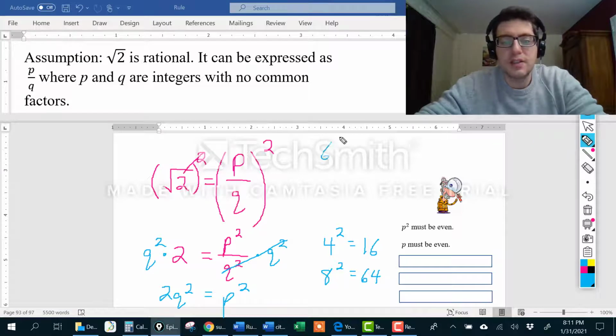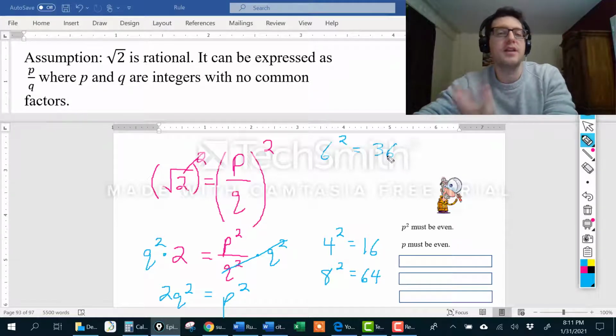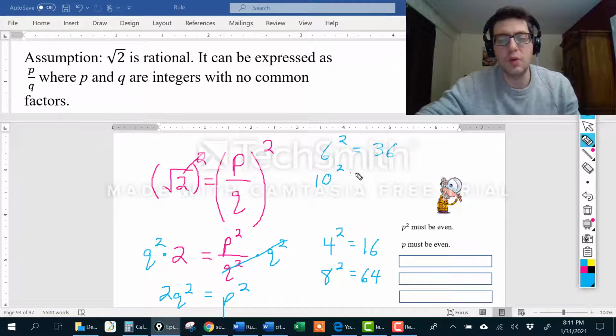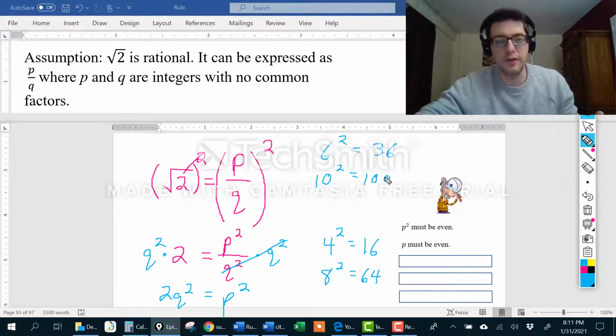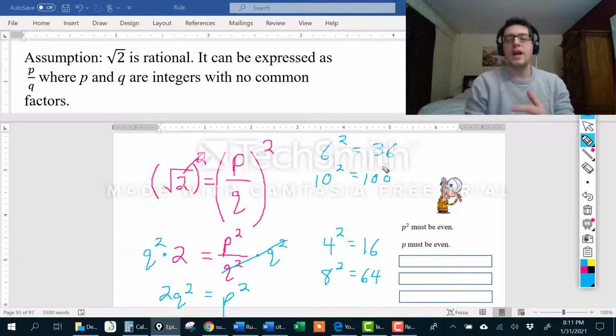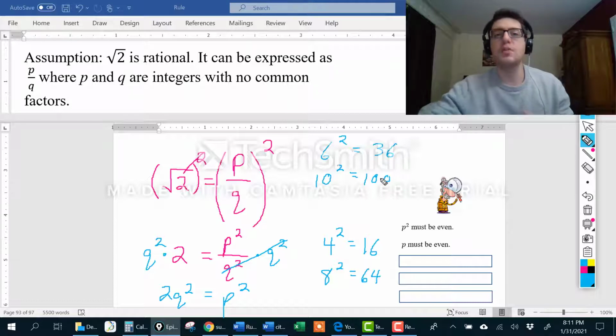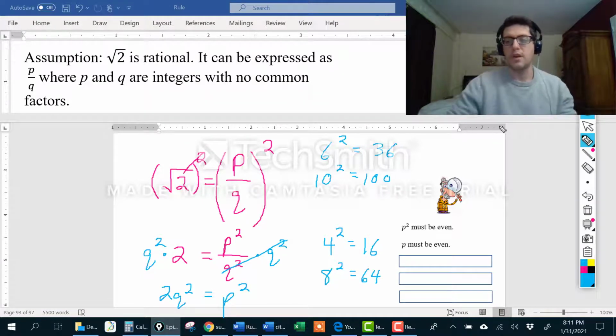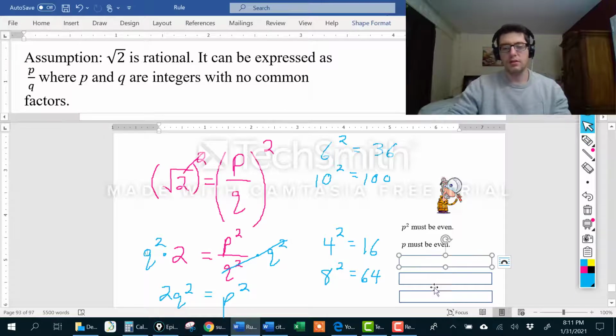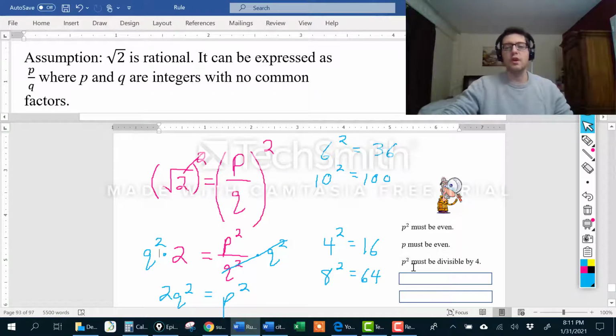So 6 squared is equal to 36. Okay, 36 divided by 4 is 9. 9 is another whole number. If I did 10, 10 squared is 100. 100 is also divisible by 4. 100 divided by 4 is 25. So anytime I take an even number and square it, I get as a result a number which is divisible by 4. So the next thing that we're going to uncover here is that p squared must be divisible by 4 because p is an even number, so therefore its square must be divisible by 4.